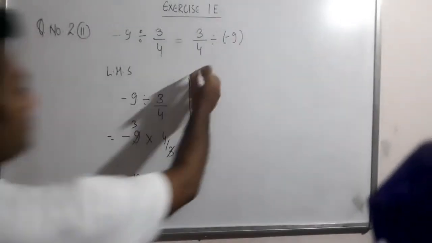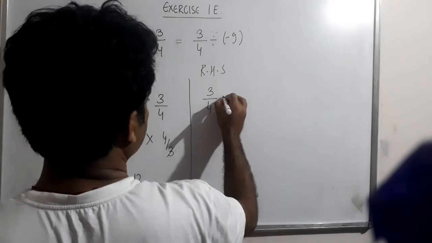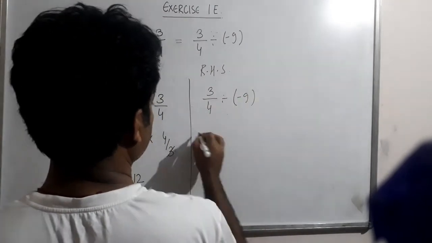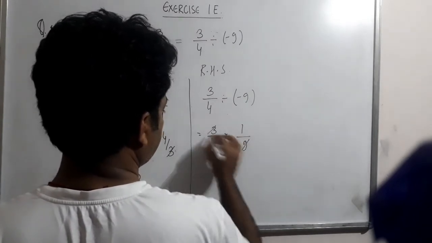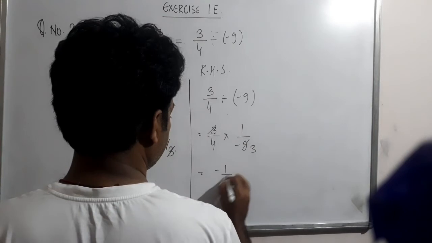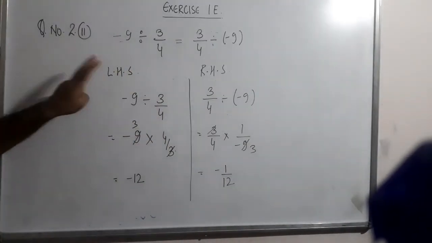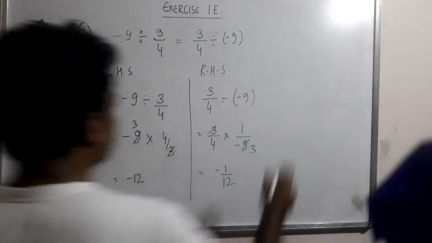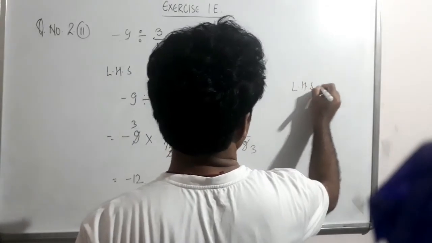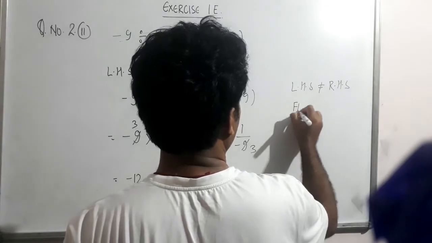Now what you can do? The RHS part. In this case, since A and B are two different rational numbers, A divided by B will not be equal to B divided by A. So what you have to write? Since LHS is not equal to RHS, your answer will be false. Please solve.